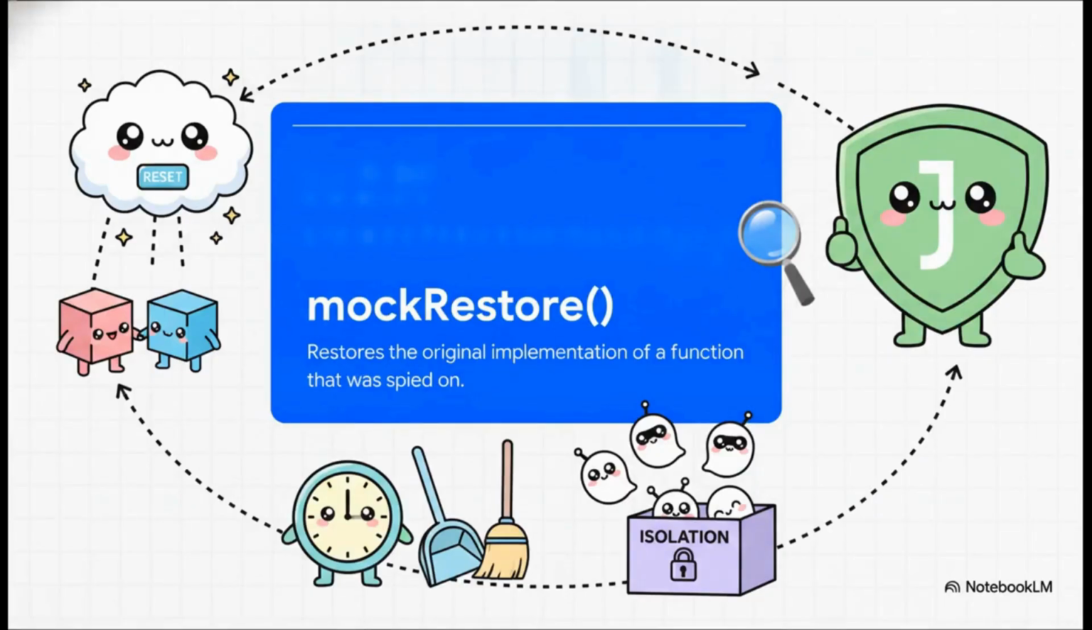Now, once our spying is all done, we have to clean up. We use mockRestore, which is a method used on a spy, to revert the spied function entirely back to its original implementation. We do this to prevent what's called test pollution. Basically, ensuring a spy left active in one test doesn't secretly ruin the results of the next test down the line. It guarantees every single unit test remains perfectly isolated.